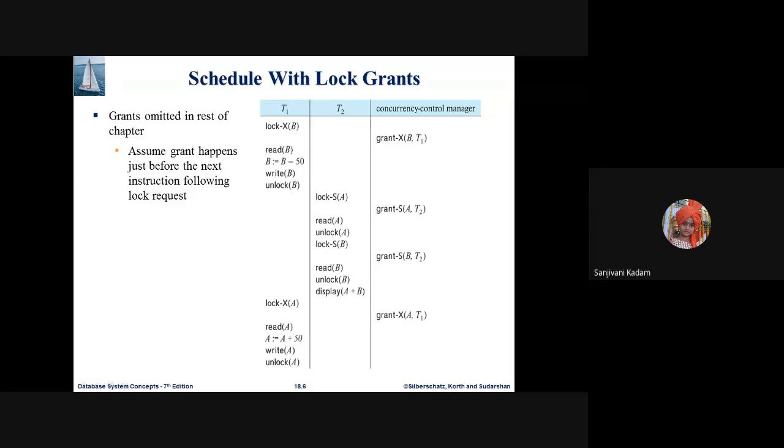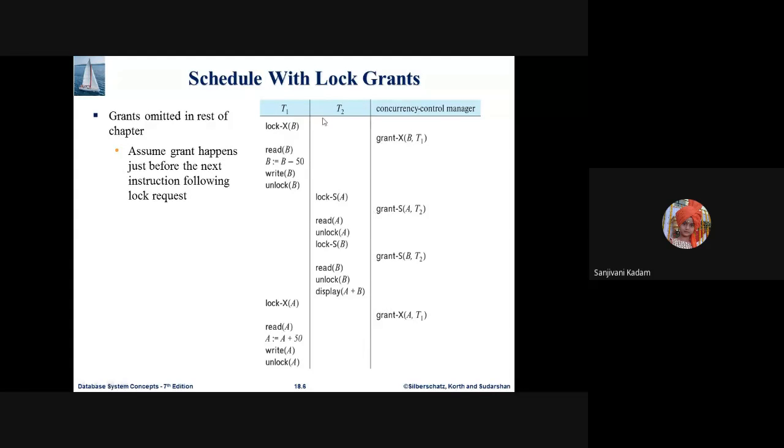Next, consider that transaction T1 is willing to have an exclusive lock on A. It will send the request, and the request will be granted as there is no lock held on A. The manager will grant an exclusive lock on data item A to T1. T1 will read the data item, perform changes, write the changes, and unlock A. So okay, this is how the transactions and the concurrency control manager work.